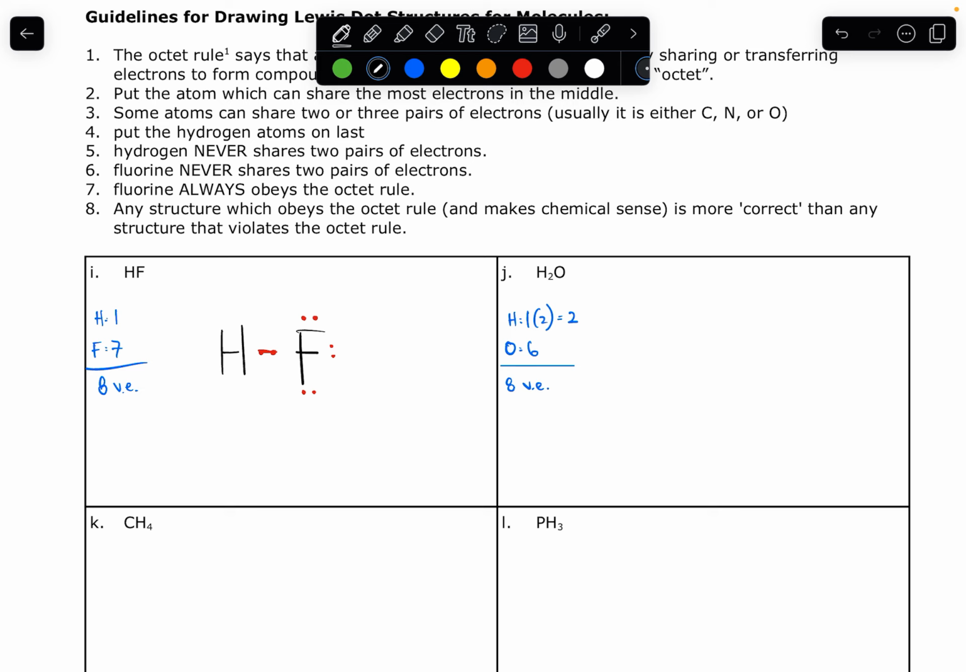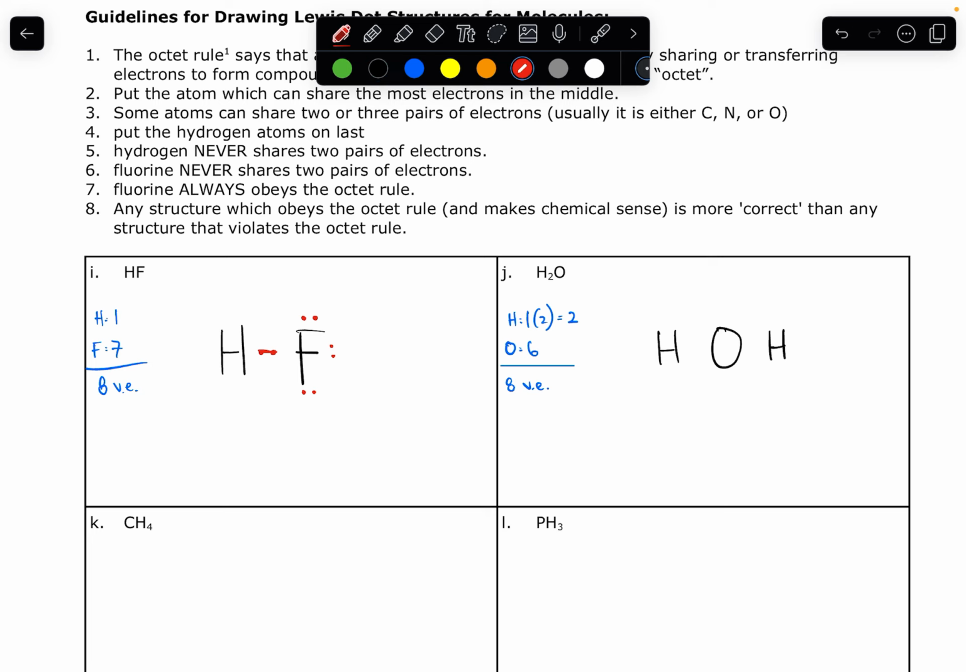Step 2 says to put the least electronegative atom in the center. The least electronegative between these two is definitely hydrogen, but remember, hydrogen always goes on last. So we'll start this Lewis structure with oxygen. And how many hydrogens are we going to bond to the oxygen? 2. We know it's 2 because that's in our chemical formula. The compound here is 2 hydrogens and 1 oxygen. That completes steps 1 and 2.